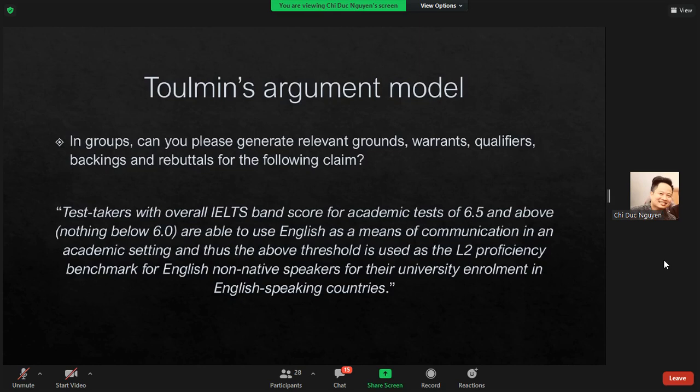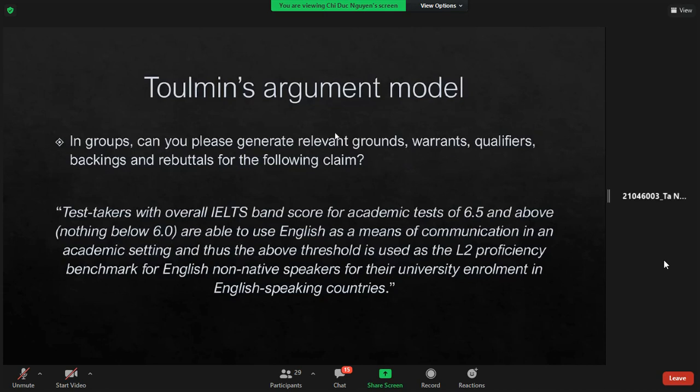Okay, so that is the reason why, apart from the grounds, we need some kind of warrants, some kind of underlying assumption about the validity and reliability of the ground. In case we are skeptical about the validity and reliability of the evidence, we need to double check it. Yeah, so that is about the warrant.